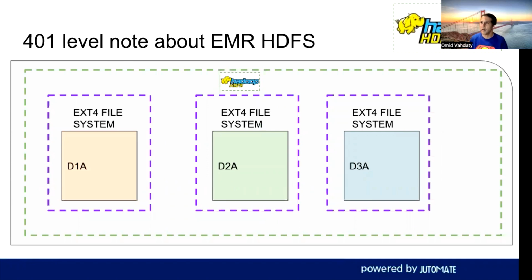4 level notes about EMR HDFS. So if you remember the HDFS cluster from before, in each machine, for each partition, there will be a file system which is managed by the system. It will usually be ext4, but in some extreme cases where you want to do concurrency, XFS might improve your performance. This is a rather side note. You don't have to remember this.